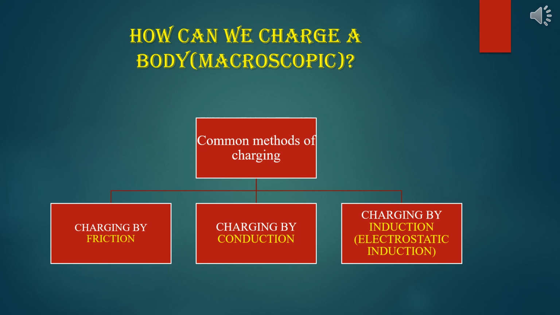So we have different methods of charging. The most common ones which we'll be using, the first one, is charging by friction. It's very obvious that here we have to rub things together because friction is involved. Next we have charging by conduction. That means when we are putting charged conductors into contact. And then we have charging by induction, which is something new. Now you have learned in class 10th about electromagnetic induction. Here it is something different. This is called electrostatic induction.